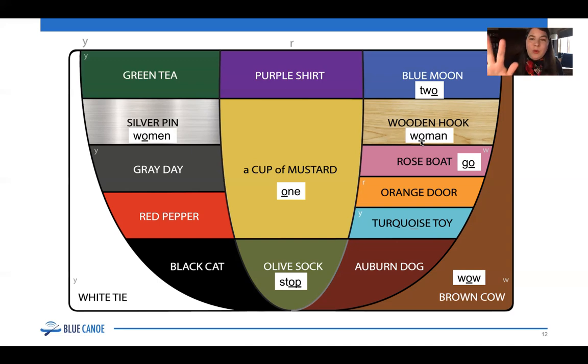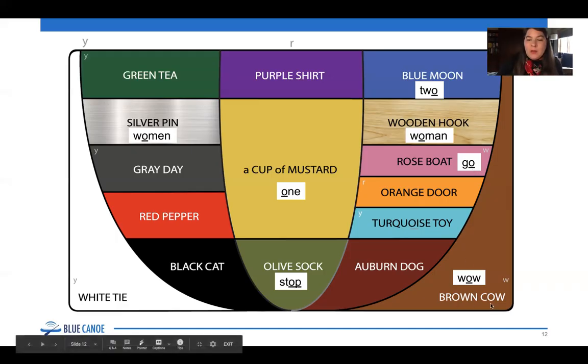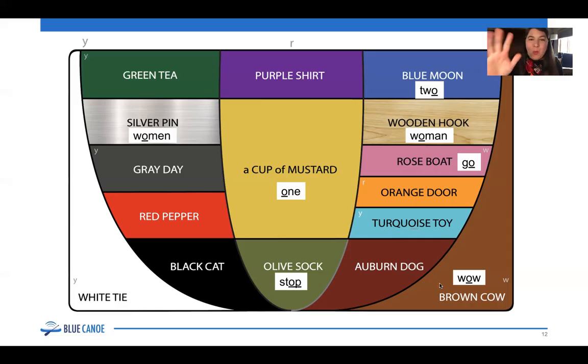Wooden hook, woman. Rose boat, go. Brown cow, wow. Okay, this part here is the most important part for you to understand. These two words share the same vowel sound, and the underline is where you say that vowel sound. Okay, all right, let's continue.